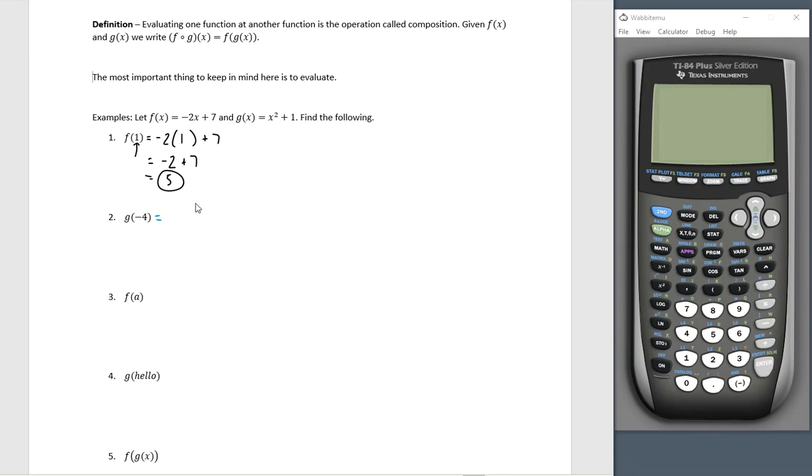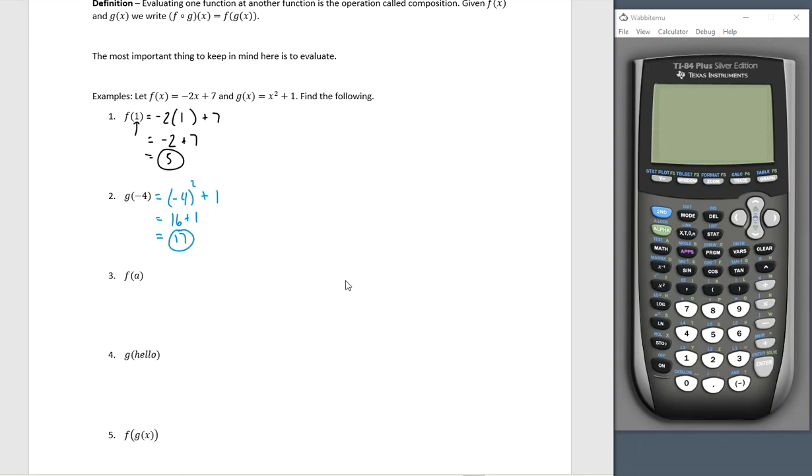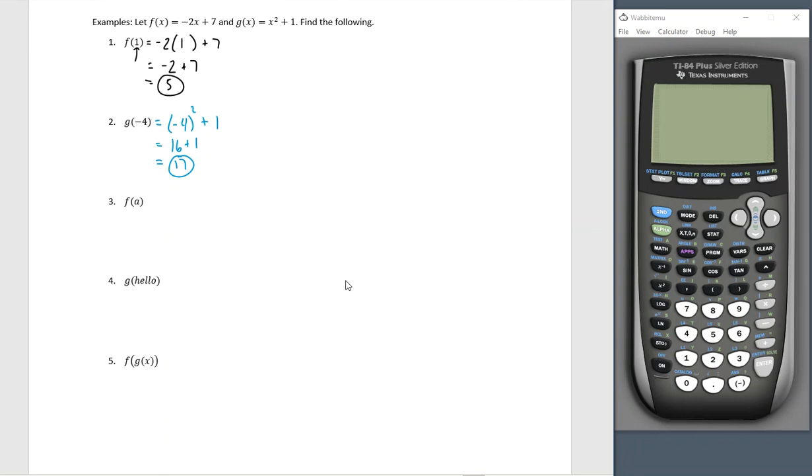So g of negative 4. Well, the function for g is something squared plus 1. And I like to get this structure down first. Anywhere there was an x, I open it up with parentheses and then just keep going. G of negative 4, that negative 4 tells us exactly what to put in here. Negative 4 all squared, that's negative 4 times negative 4 is 16 plus 1, which gives us 17. Okay, so we could evaluate no problem at all.